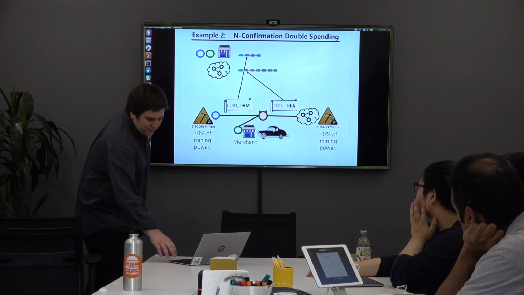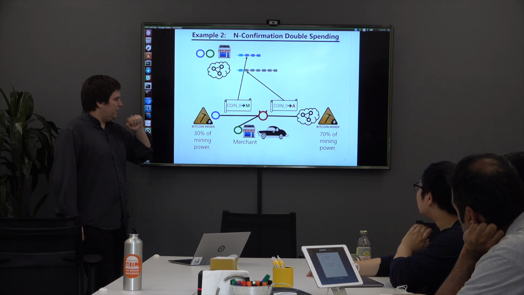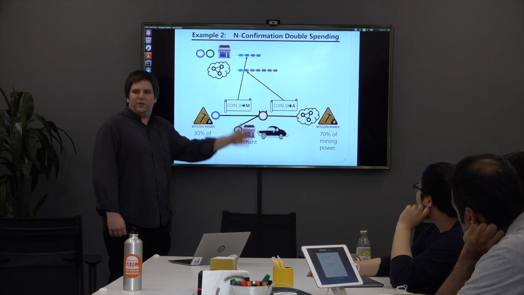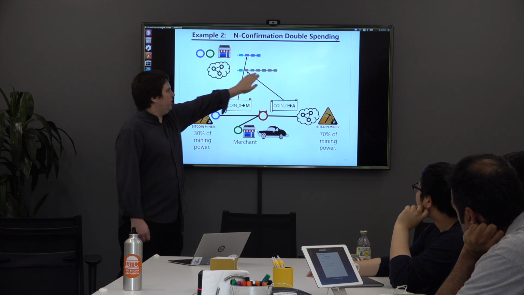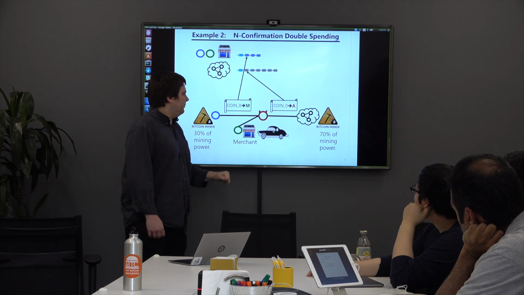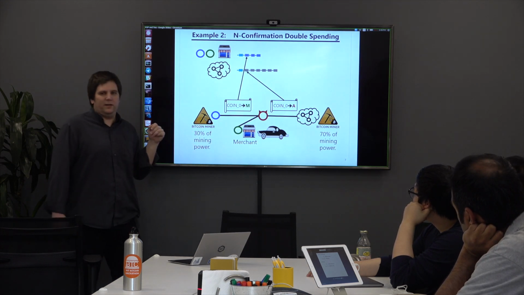So what happens is that when the attacker stops partitioning, the longer blockchain, the most difficult blockchain, will be preferred, and the merchant will have sold the car and will not get any of the funds.